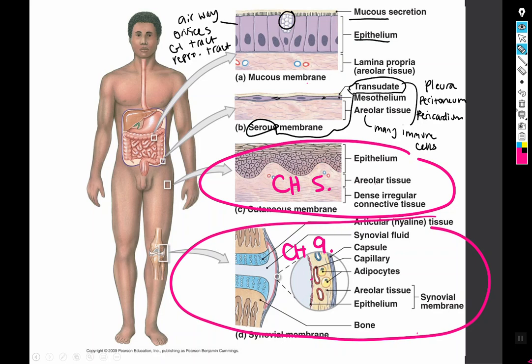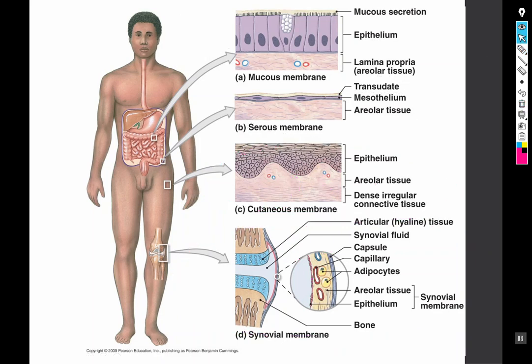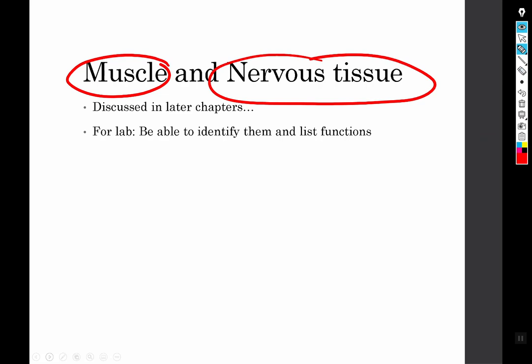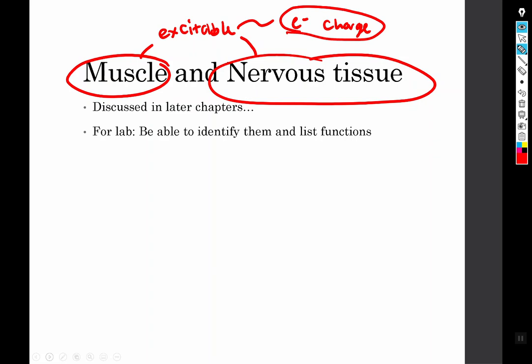Okay, so we don't have much more to go. We're about to finish this. I know it's been long. So similarly to the other chapters, the stuff that I just showed you, chapters 5 and 9, for example, for skin and joints respectively, muscle and nervous tissue are what are considered to be electrically excitable, meaning capable of carrying an electrical charge. And because they have this special property with specific physiology relating to electrical charges, they each get their own chapters as well.